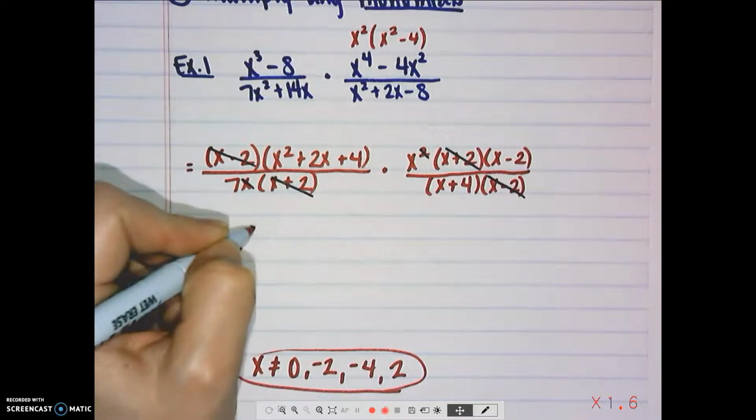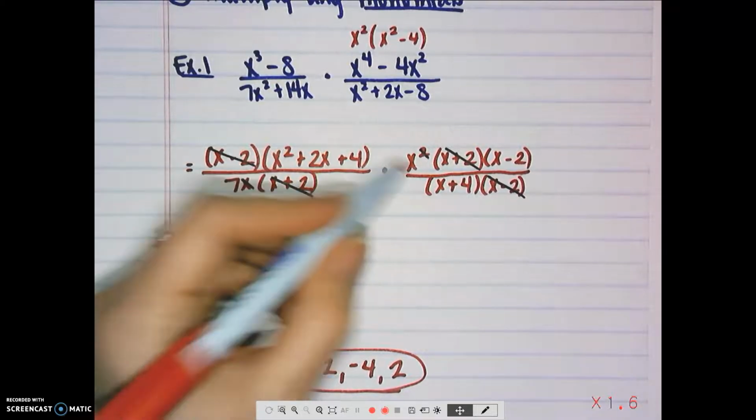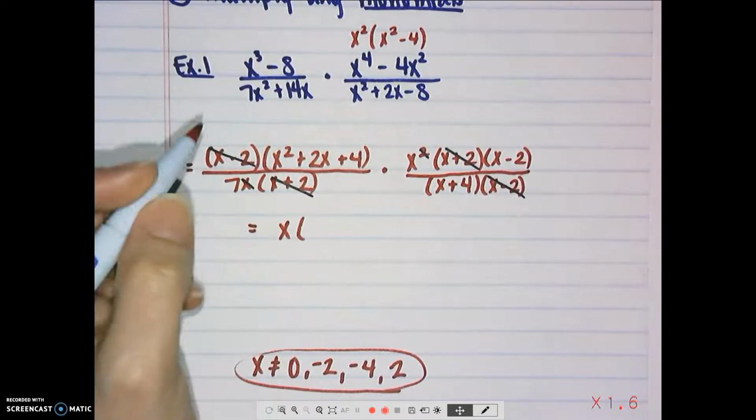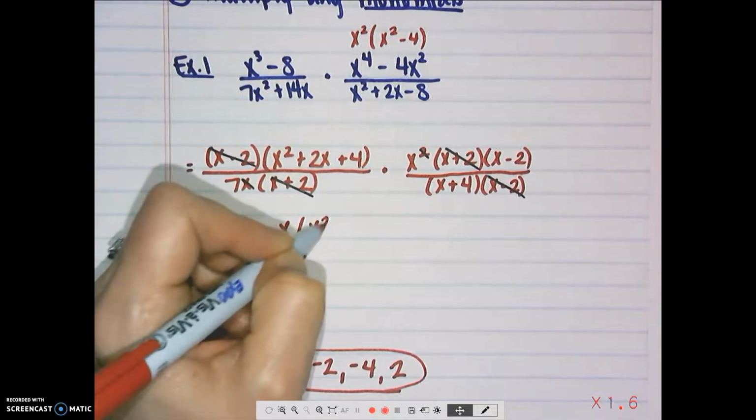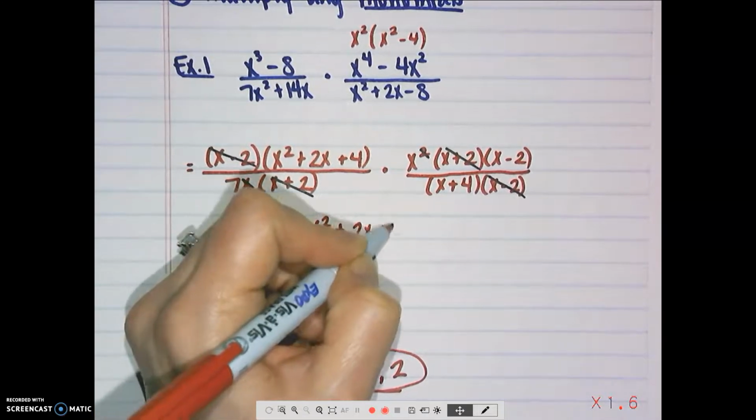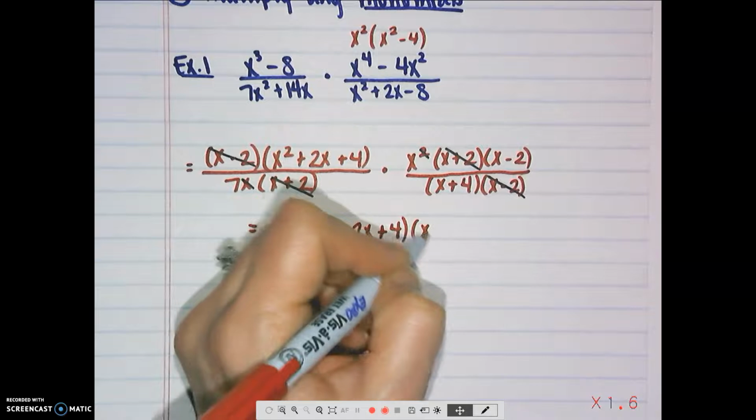And then we're going to write what's left. So in the numerator, we have our x. I'm going to put that up front so I don't lose it in this. Then we have x squared plus 2x plus 4. And we also have our x minus 2.